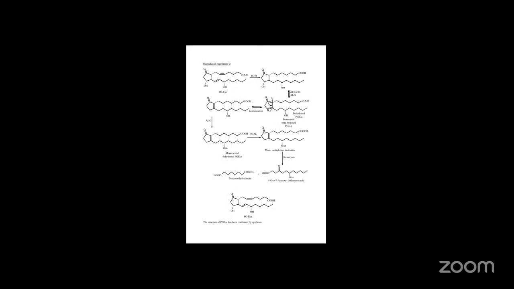isomerization, it forms isomerized dehydrated PG2 alpha. This isomerized dehydrated PG2 alpha undergoes acylation and forms monoacyl dehydrated PG2 alpha. This compound undergoes analysis and gives five compounds, that is, glutarate, malic acid, succinic acid, carbon dioxide, and 2-hydroxy heptanoic acid. So this is confirmed as the structure of PG2 alpha.